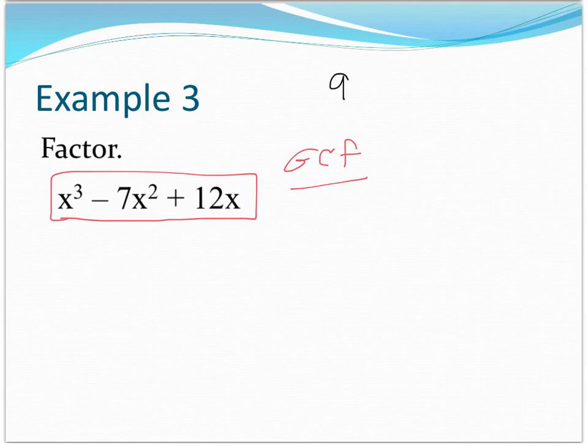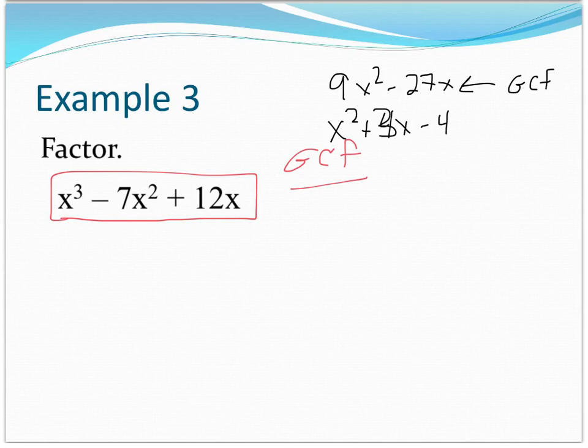I believe we had like a 9x squared minus 27x, and in this one we pulled out the GCF. The other one I forget exactly what it was. Might have been plus 3x minus 4, and we went ahead and we factored this by seeing what two numbers multiplied to negative 4 but added to positive 3. This one's actually a combination of both.